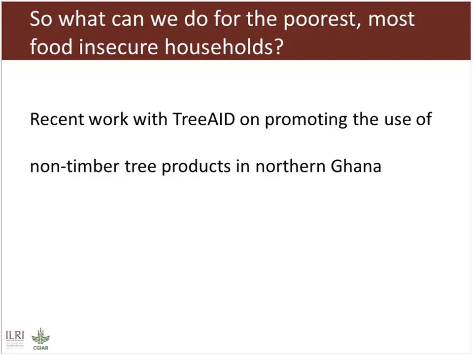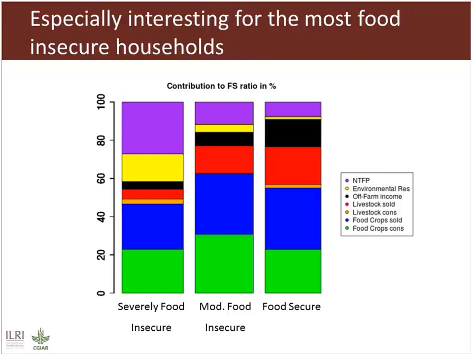So we did some recent work with Tree Aid, that's a British NGO, and they're promoting the use of non-timber forest products in several countries, and we did an exercise with our ROMIS tool in northern Ghana to assess the efficiency of that intervention. So here we have again an analysis of the importance of different activities to the livelihoods expressed in the food security indicator, where here on the x-axis we've already grouped them in severely food insecure households, moderately food insecure households, and food secure households.